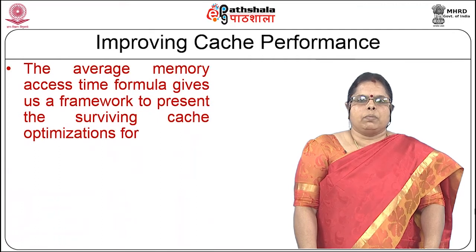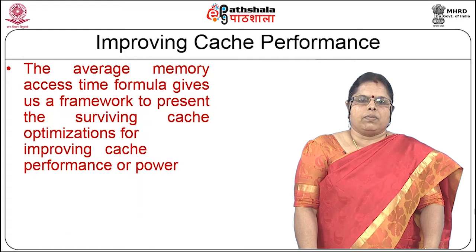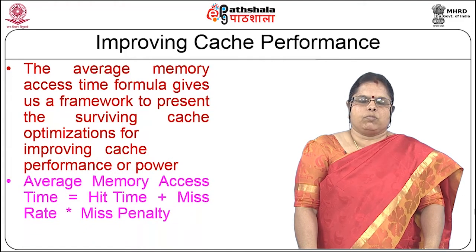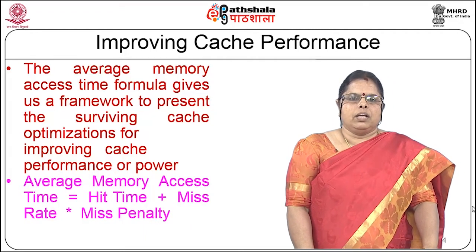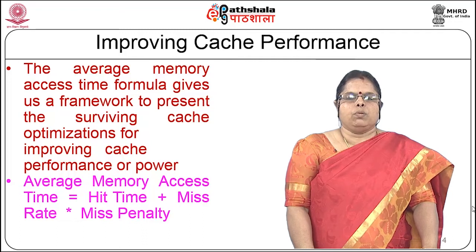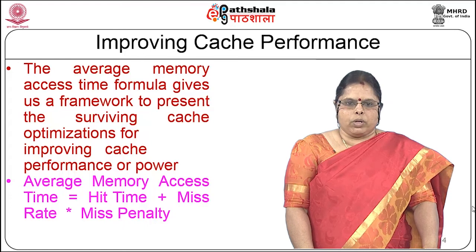The average memory access time formula gives us a framework to present the surviving cache optimizations for improving cache performance or power. The average memory access time is defined as hit time plus miss rate into miss penalty. Remember, we defined these terms in the previous module itself.